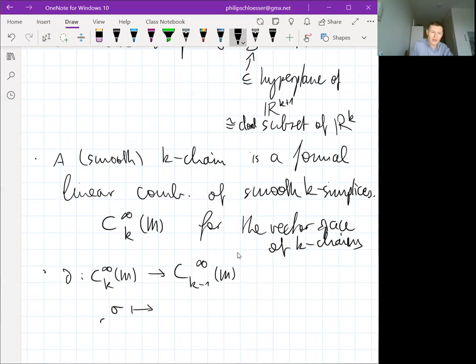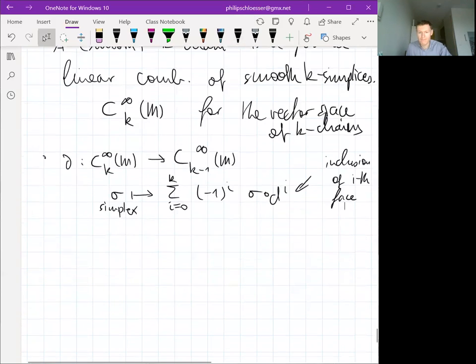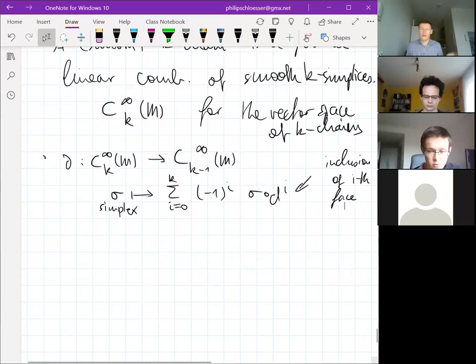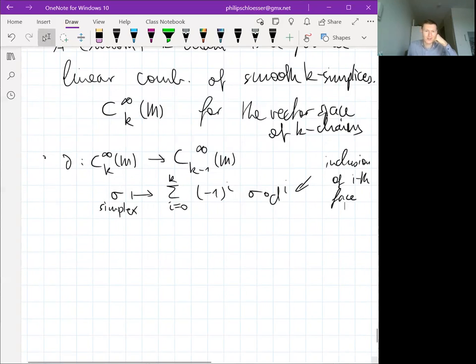where the simplex is just sent to, still not sure if there should be a plus 1 here or not, I don't know, of sigma composed with the inclusion of the ith face. And well, they form again a chain complex like the continuous version in algebraic topology.